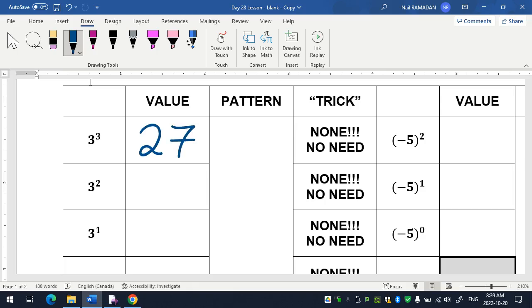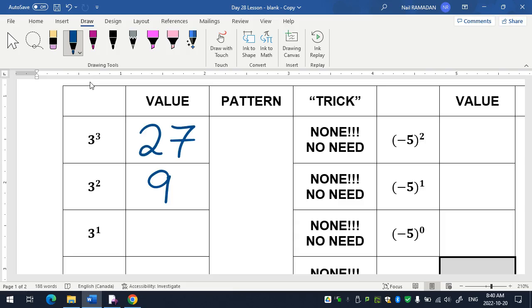Okay. How about 3 to the power of 2? 9. 3 times 3 is 9. Before we go to the next one, question for you. How do you go from 27 to 9? One way is to subtract 18. 27 minus 18 gives you 9. I'm not saying that's wrong, but there's one more way. Hamza? Divide by 3.